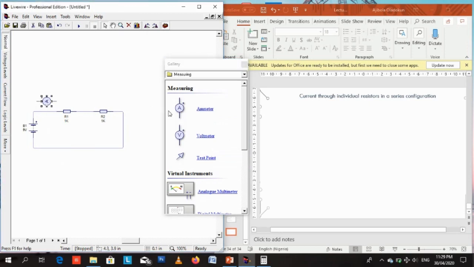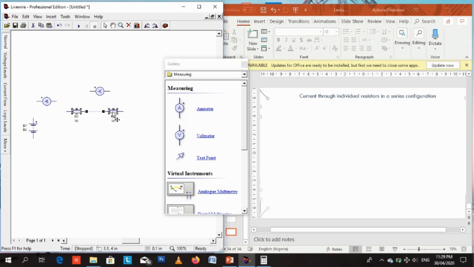So let's get an ammeter. Now we want to measure the current through each resistor in series. That means that we will need an ammeter for each resistor. We have 2 resistors in series. We want to determine the current through each of those resistors. So it means that we will need 2 ammeters, 1 ammeter for each resistor.